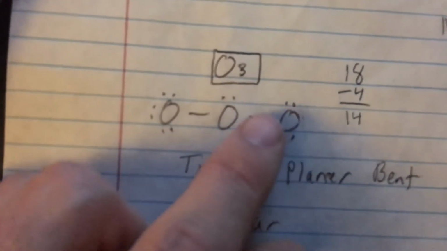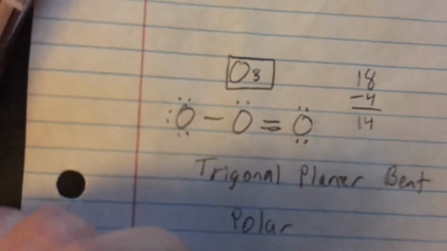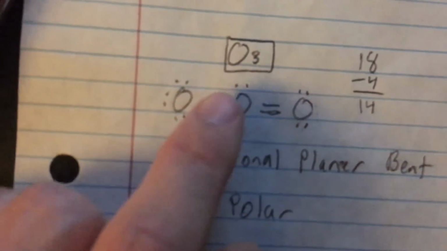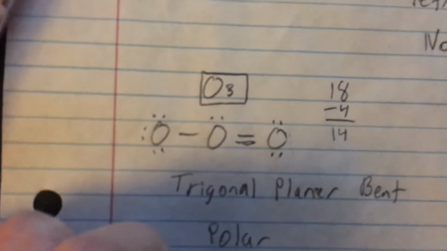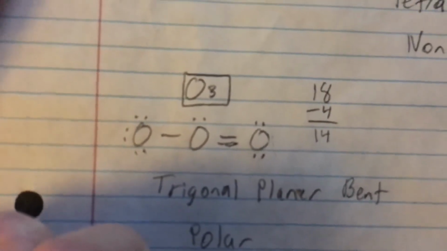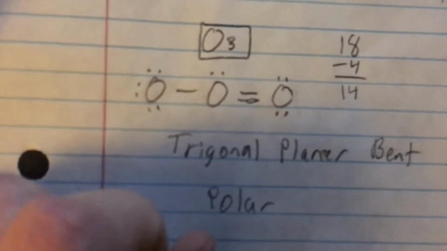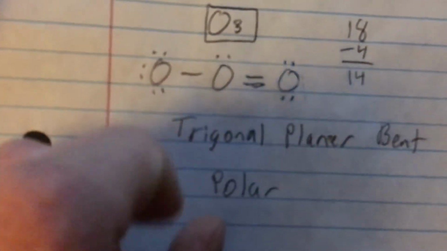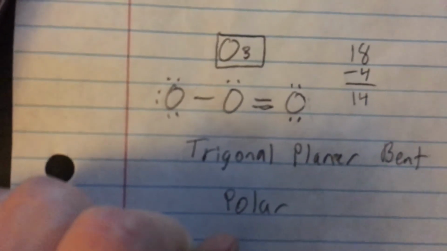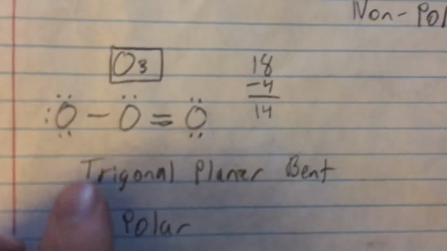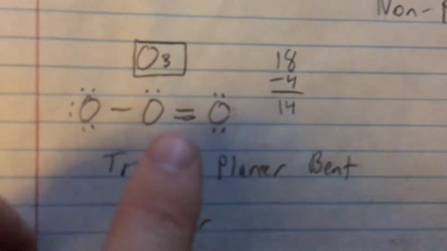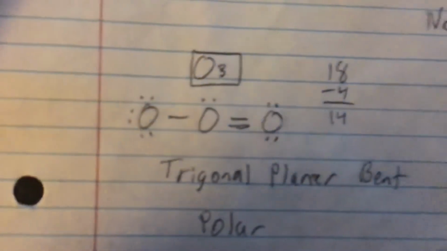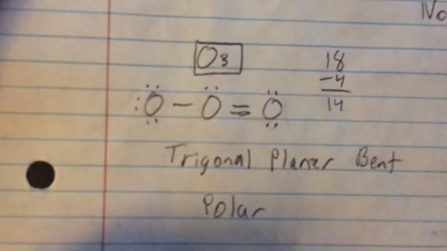So this one's going to be a trigonal planar bent too because of the 3rd domain on top of the center O. And that's going to be polar because with a bent domain, this one is always going to make sure that the atoms do not pull away from each other the perfect amount to make it nonpolar.